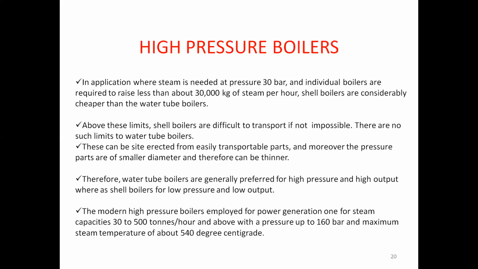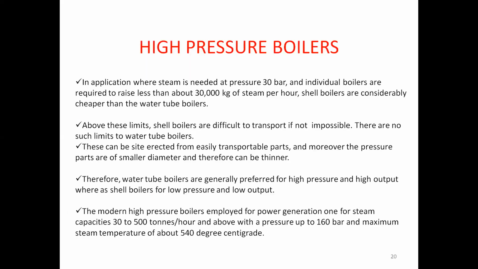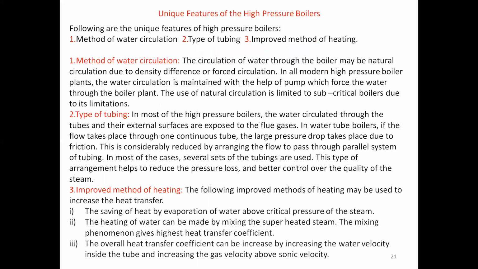And next, the modern high pressure boilers are employed for high generation units, as in the previous slide. It goes around 30 to 500 tons per hour, with pressure up to 160 bar and a maximum steam temperature of around 540 degrees Celsius. So these are the points you have to keep in mind. We may go up to 160 also. Okay, next one.